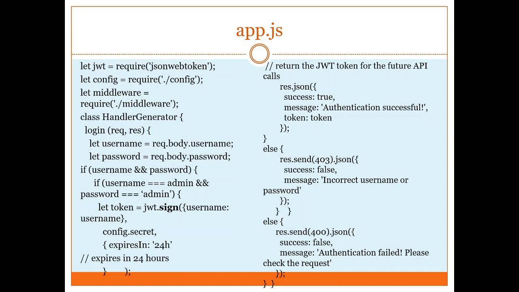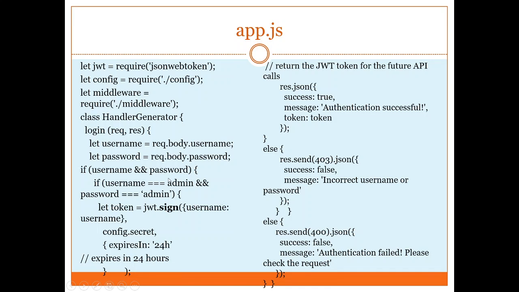Next, in our app.js, we have required the JSON Web Token library. We have required our config in which we have a password. We have required the middleware which we have written to verify the token, and then we have created a handler generator. If there is a request for login, that means the username and password have been provided by the user. Here, if I want to implement passport, we will call the authentication. But in this case, we are not using passport, so we are just checking a basic authentication.